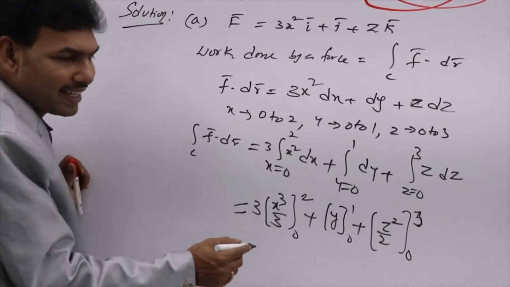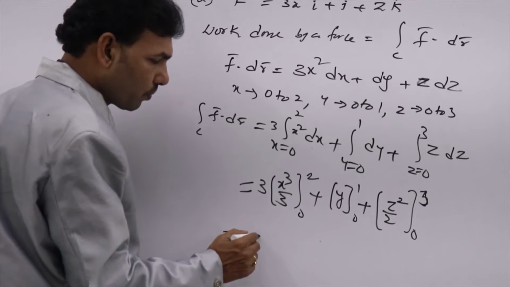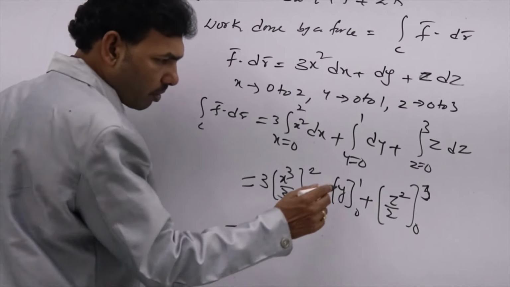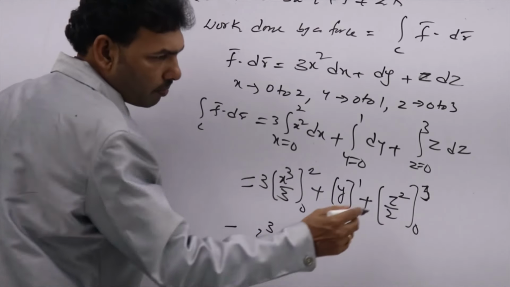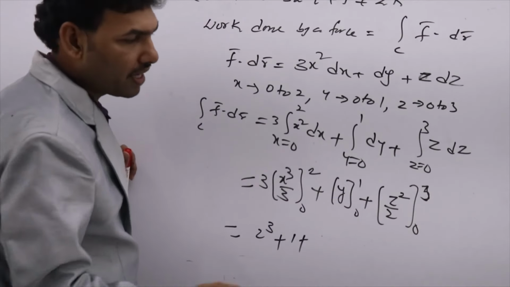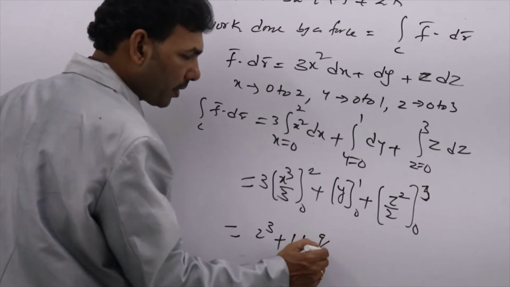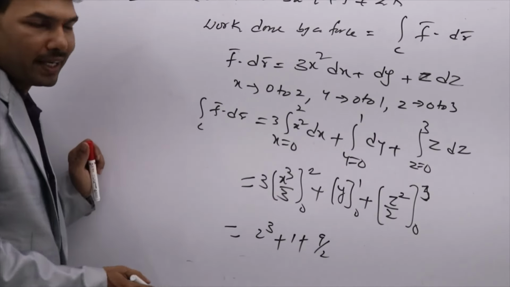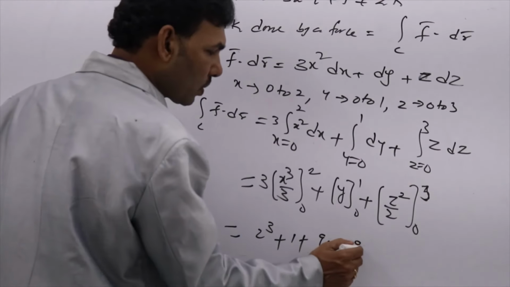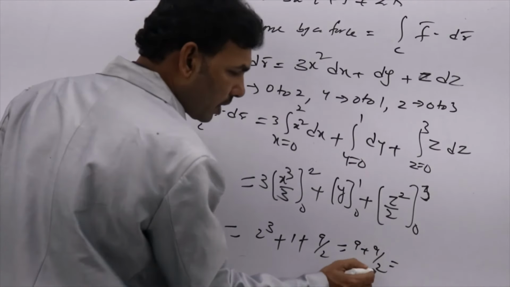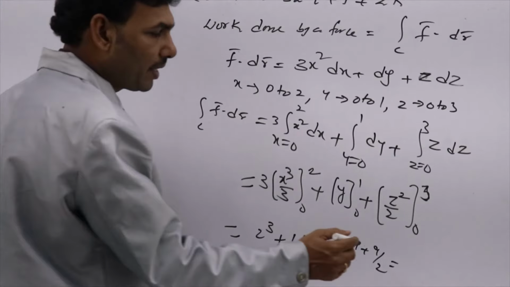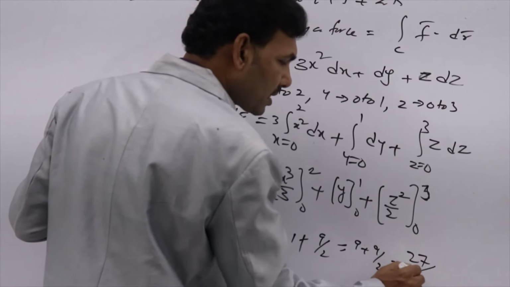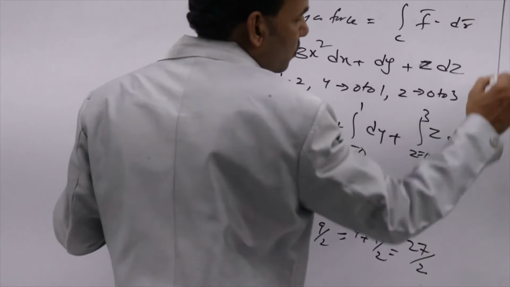So here 3 gets cancelled. If you write in the place of x 2, 2 cube plus 1 plus, write in the place of z 3, 3 square 9 by 2. 2 cube 8 plus 1 is 9. So 9 plus 9 by 2, 9 2s are 18, 18 plus 9, 27 by 2 is the first one.